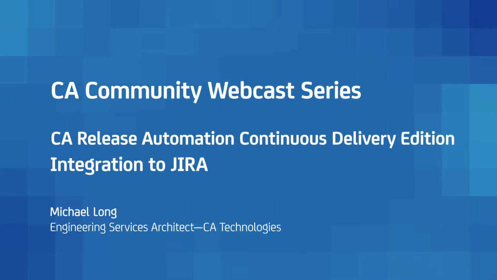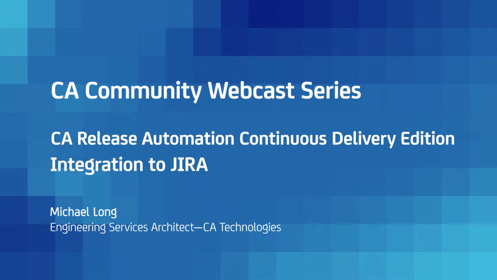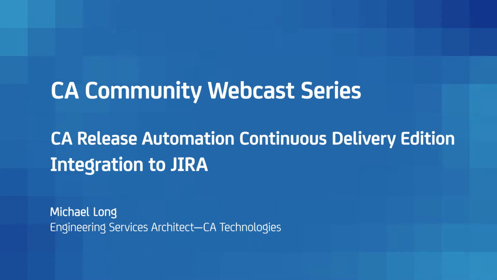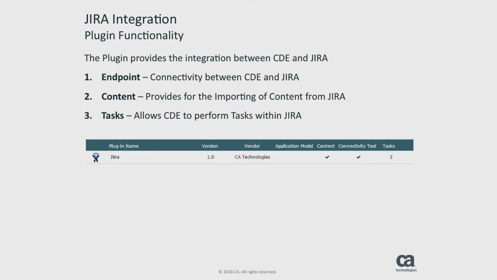At this point, I'm going to discuss the integration between JIRA and Continuous Delivery Edition. Basically, with JIRA, the CDE team built a plugin, and the plugin again has three major functions. An endpoint, which does the connectivity to CDE and JIRA. It allows it to import content from JIRA, and it also performs tasks, which in this case are three different tasks.